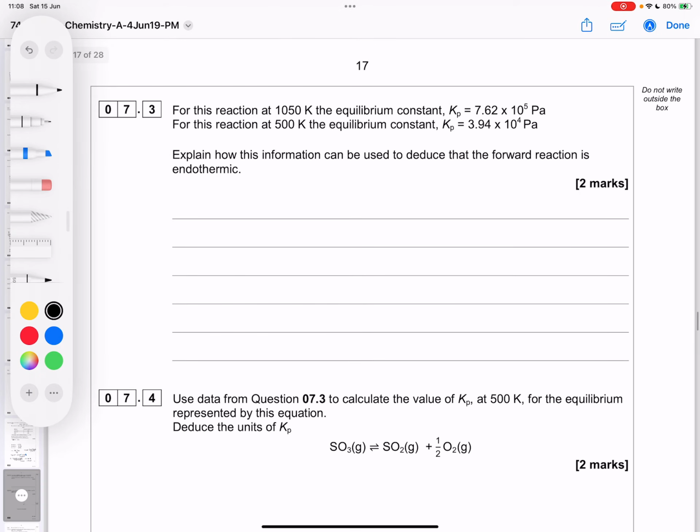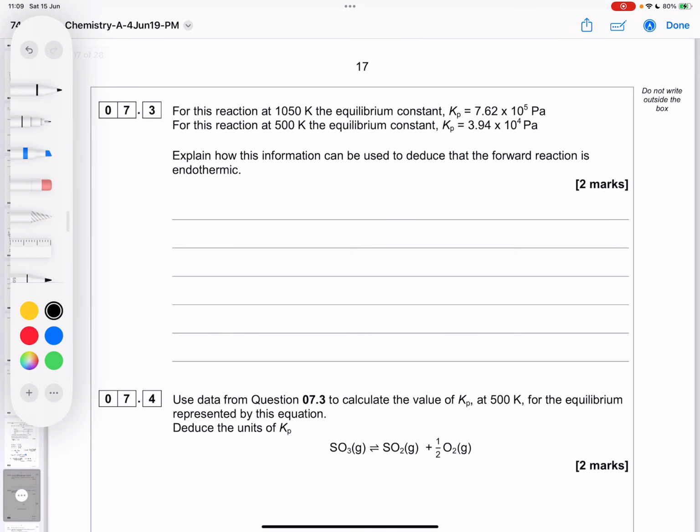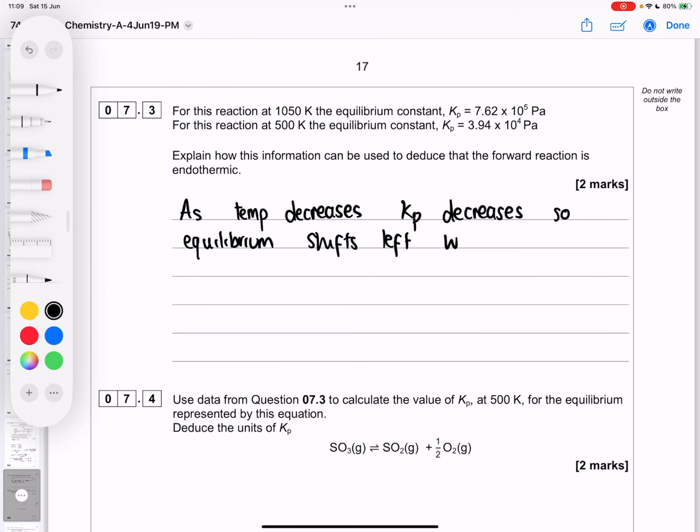For this reaction at 1050 Kelvin, the value was 7.62 times 10 to the 5, and at 500 Kelvin, the value was lower. So as temperature decreases, Kp decreases, so equilibrium shifts left with decreasing temperature, because if Kp goes down, then we must have shifted away from the products.